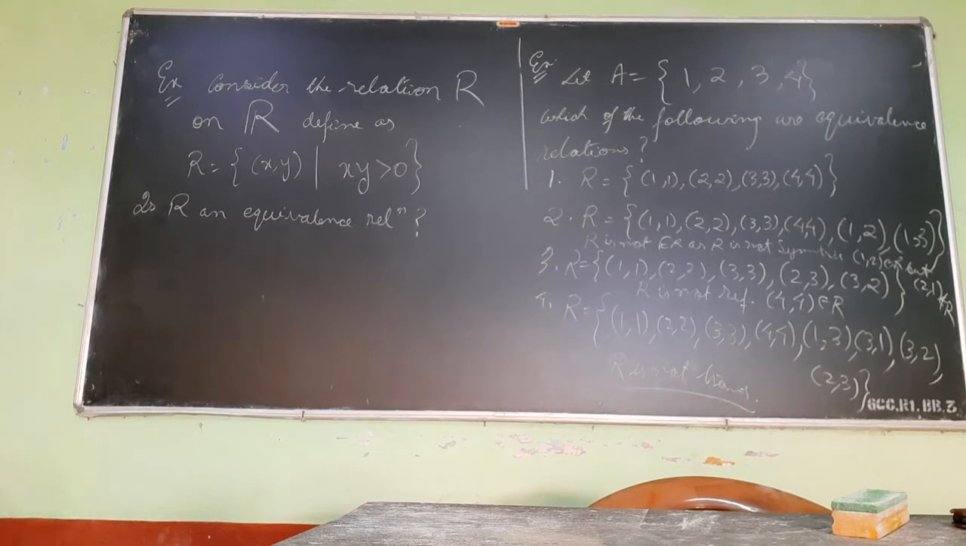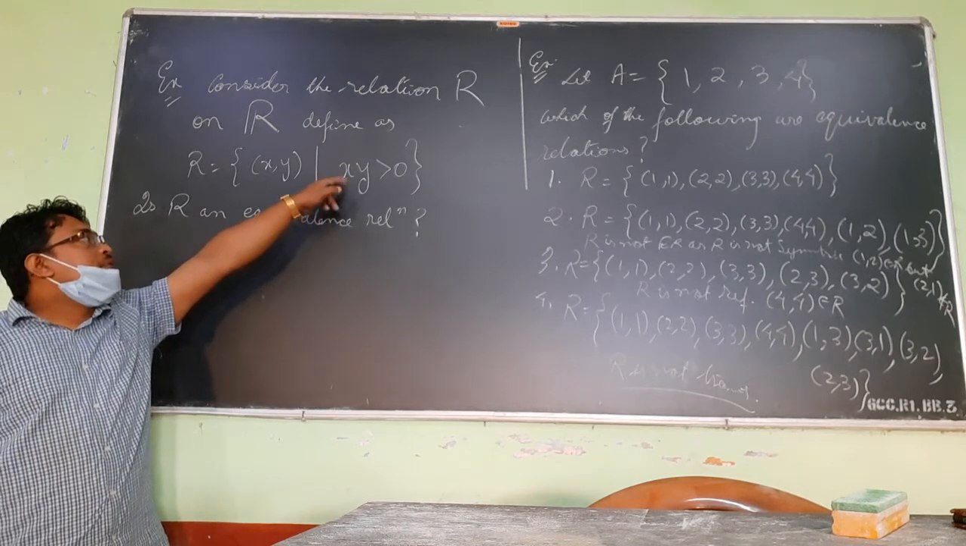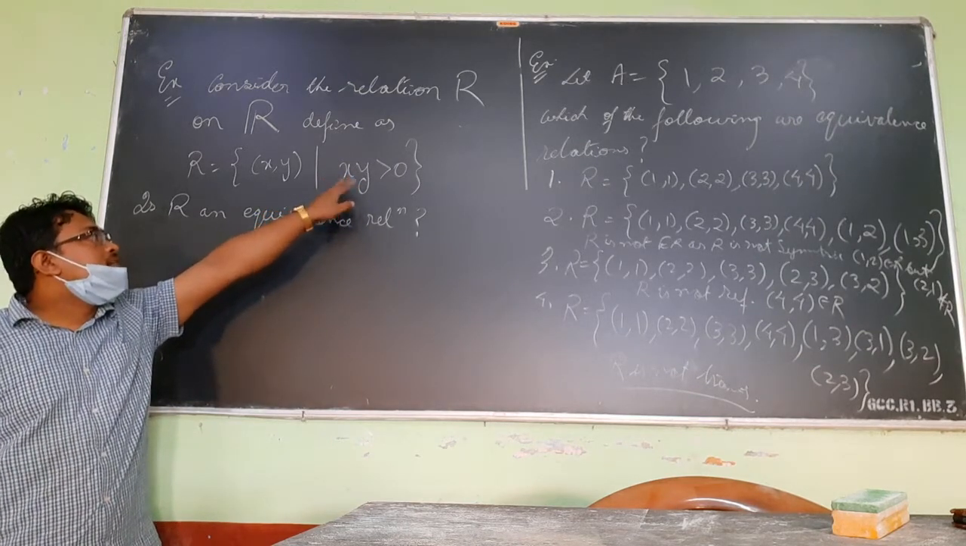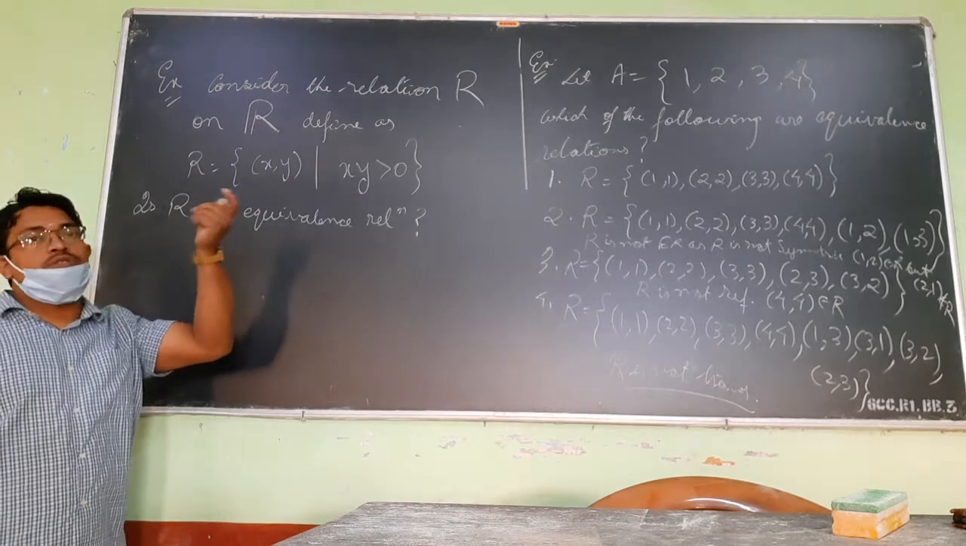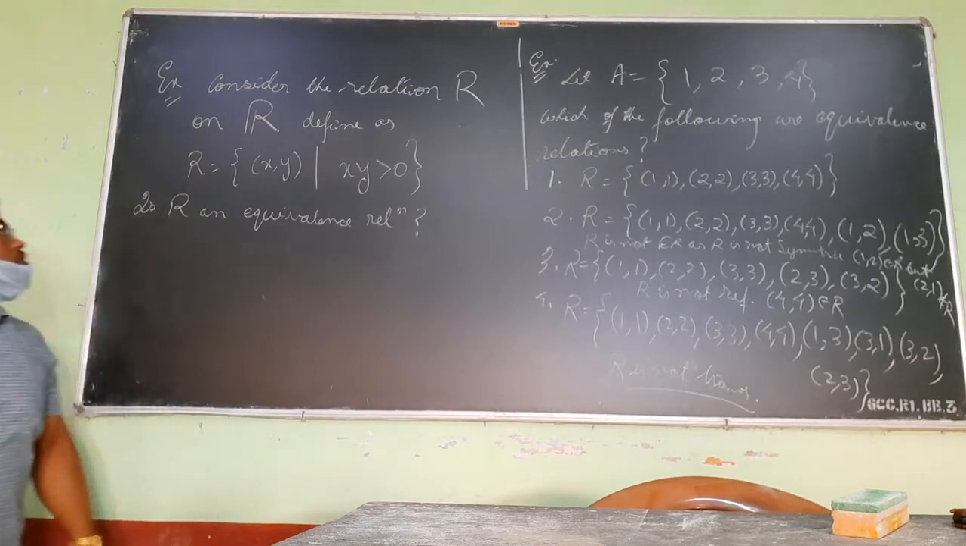Check: x into y is greater than 0. If that happens, then they are related. Is it an equivalence relation? No. Why? Not reflexive. If x is 0, 0 into 0 is not greater than 0, so 0 is not related to itself. For every other element, if you take x to be non-zero, it is always true. Only the element 0 is not related to itself. So it's not reflexive.